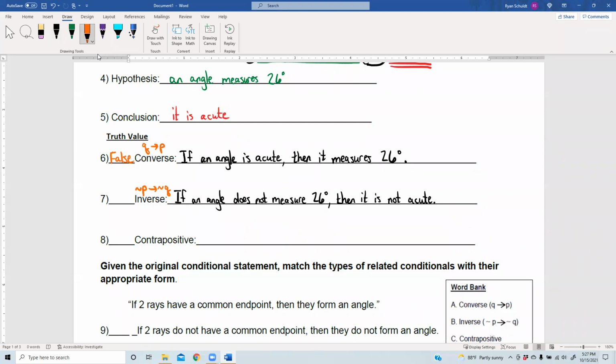So let's say it measures 30 degrees. Is 30 degrees still acute? Sure. So that means the statement's false, because it's saying it can be anything other than 26. If it does not measure 26, then it is not acute. That is false. Definitely false.